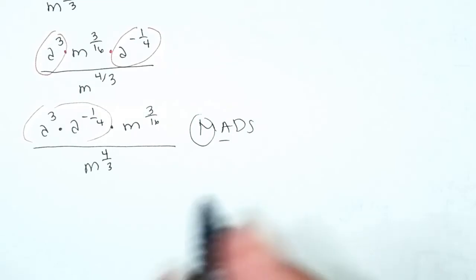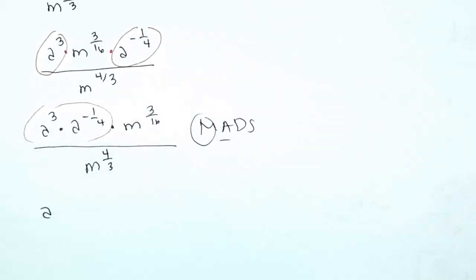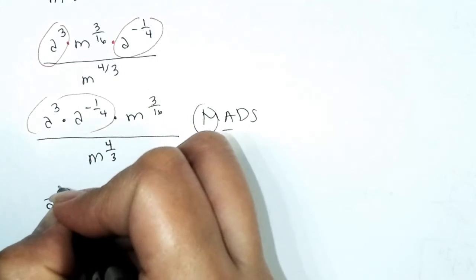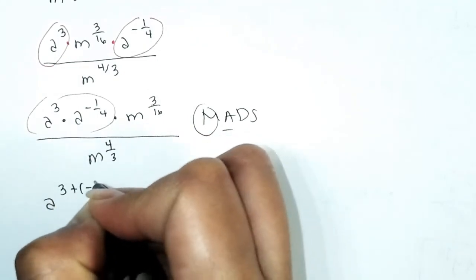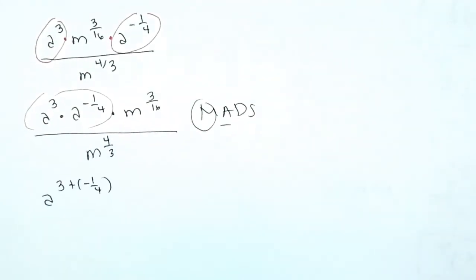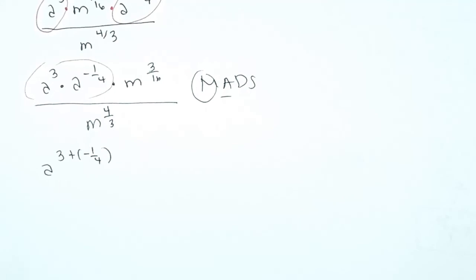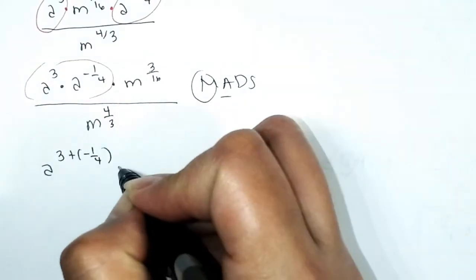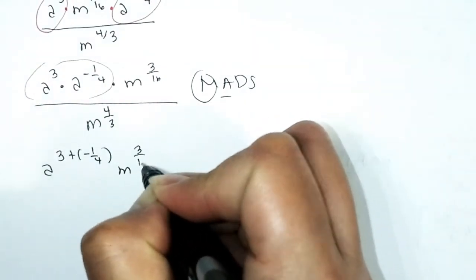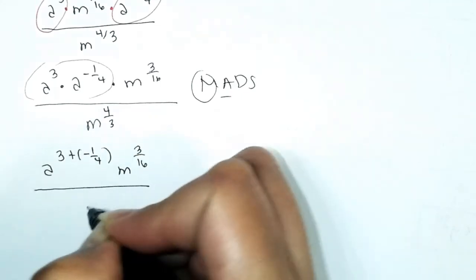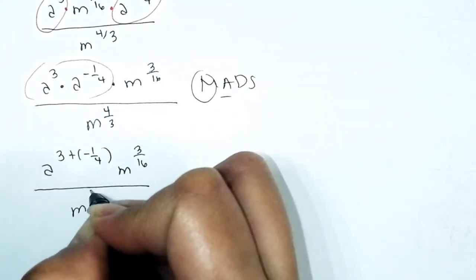So we're going to keep the base of a, and then we're going to add the exponents, which is 3 plus negative 1/4. We take our time. I think that gives us 2 3/4. But I'll show my work in a bit. Times m raised to the 3/16, and that's all over m raised to the 4/3.